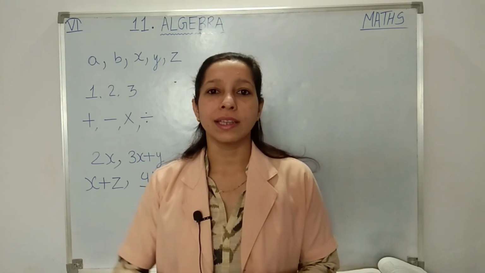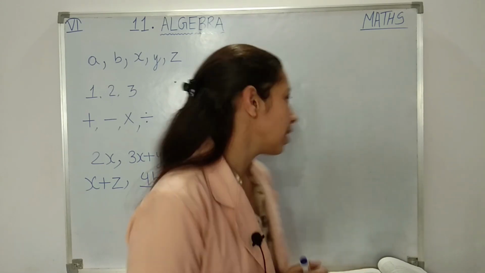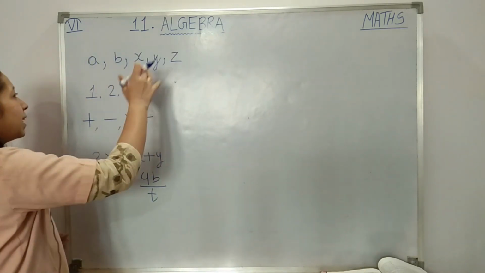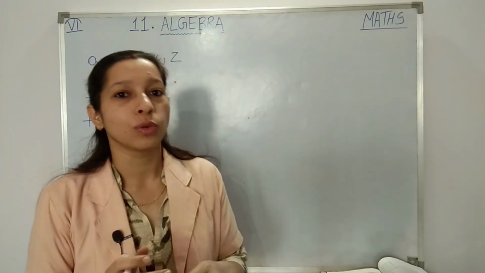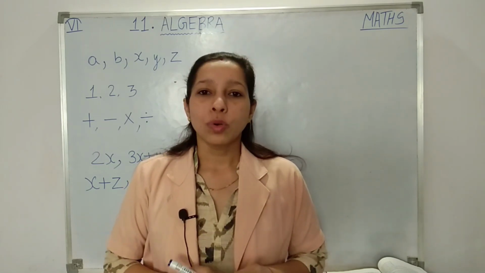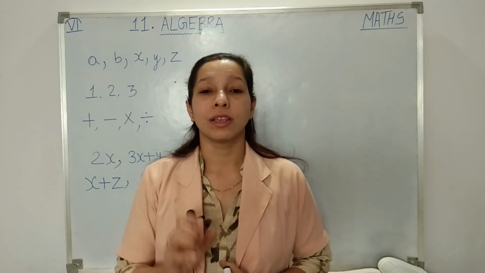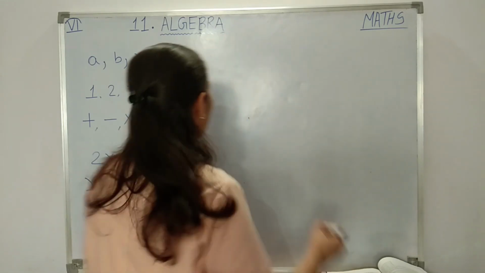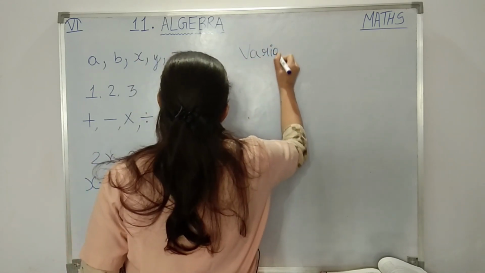Now in mathematics, the next topic that you are going to study is alphabets. Yes, we are going to use A, B, C, D, E, F, G up to X, Y, Z in mathematics. We are going to use alphabets along with the numbers. Students, in simple words, if you use alphabets in mathematics, that means you are using variables.